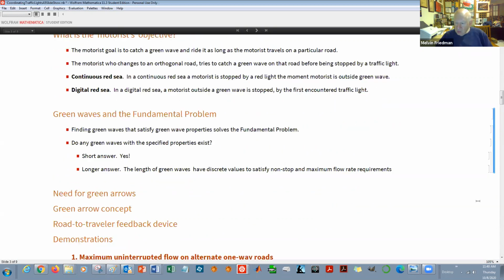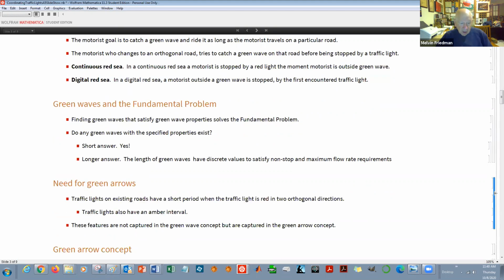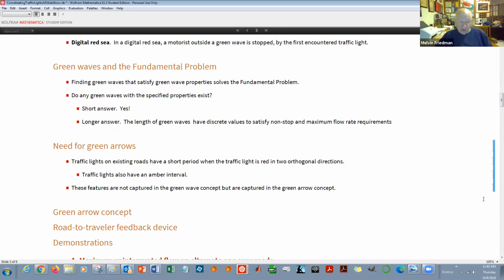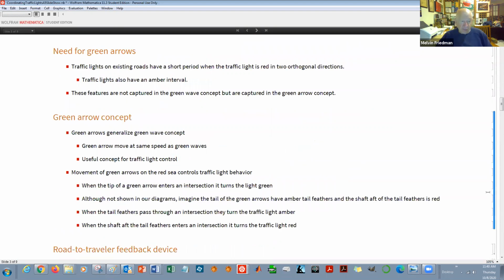Now, there's also a need for green arrows. And you may say, why do you need green arrows? Well, traffic lights on existing roads have a short period when the traffic light is red in two orthogonal directions. The traffic lights, of course, also have an amber interval. These features are not captured in the green wave concept, but are captured in the green arrow concept. So what is the green arrow concept? The green arrows are basically a generalization of the green wave concept. As a generalization, they move at the same speed as green waves, and they're a useful concept for traffic light control. And what we envision is that the movement of green arrows on the Red Sea controls traffic light behavior.